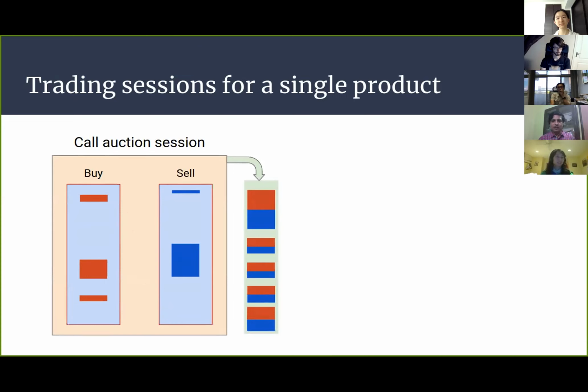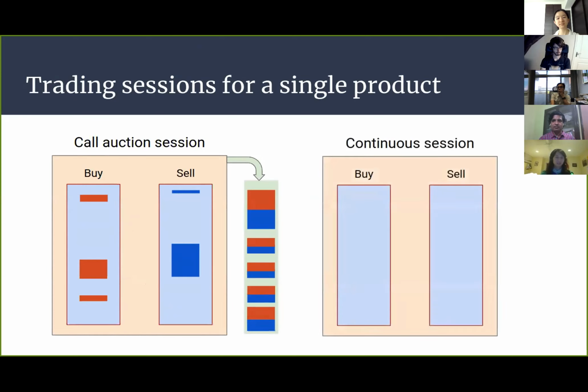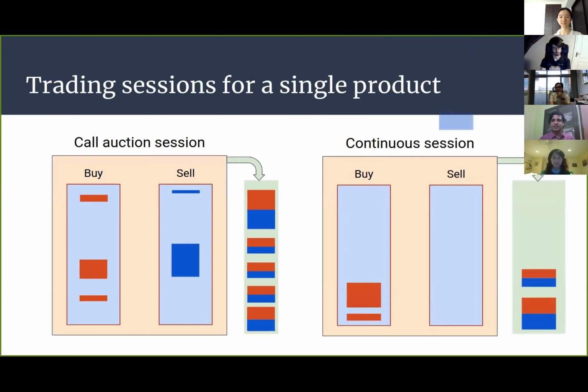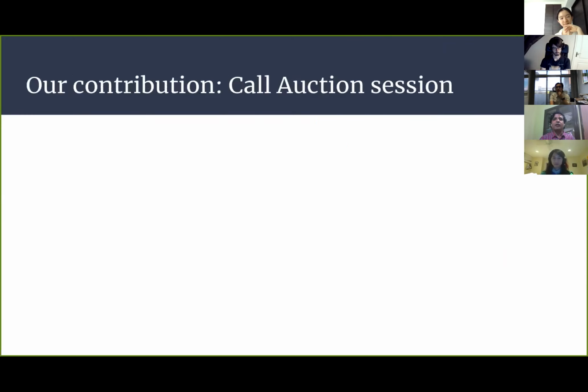They also use another algorithm for continuous trading, where the trading happens as and when a request comes. So in this case, two buy requests come, now a sell request comes, and it is matchable, so it will be matched. I'll not get into more detail on this.